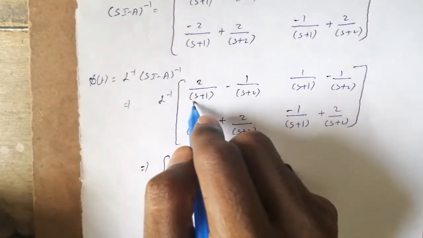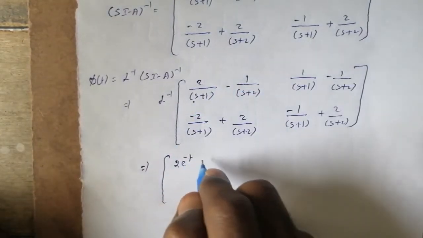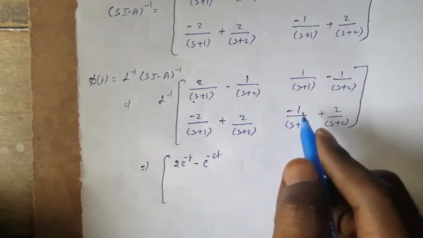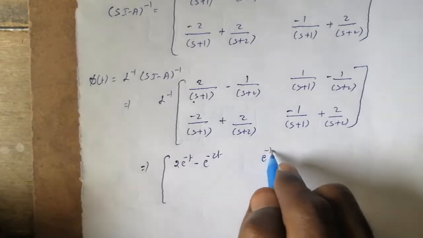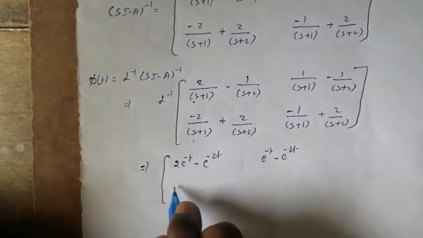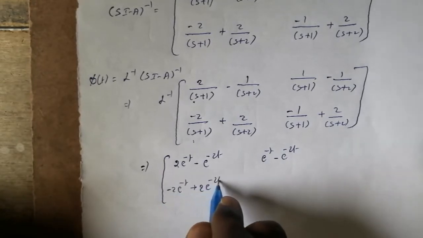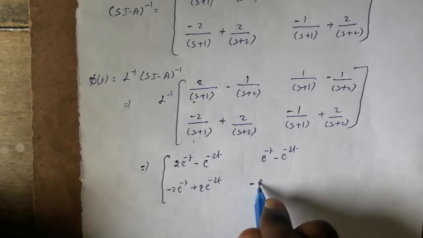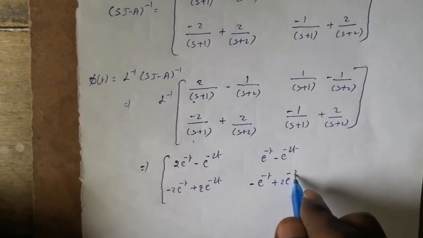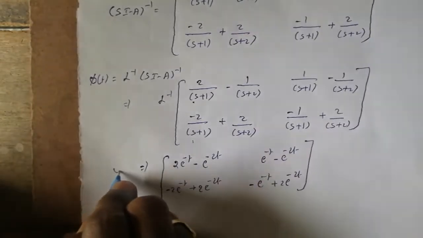Now if you apply the Laplace inverse to each term, you will get 2 into e power minus t minus e power minus 2t. Similarly here, e power minus t minus e power minus 2t. Here, minus 2 e power minus t plus 2 into e power minus 2t, and minus e power minus t plus 2 into e power minus 2t. This is the state transition matrix phi of t.